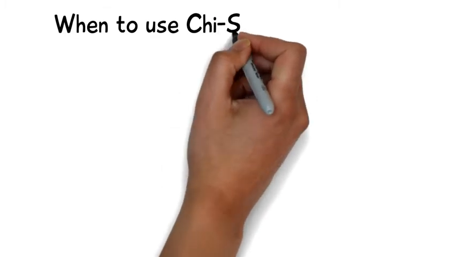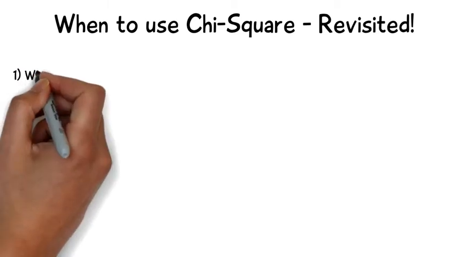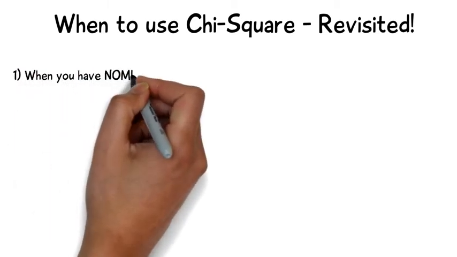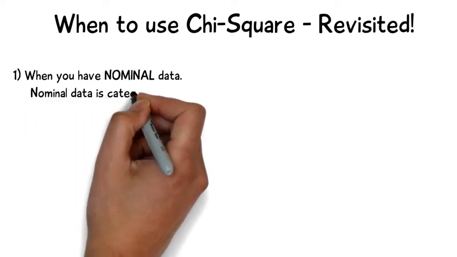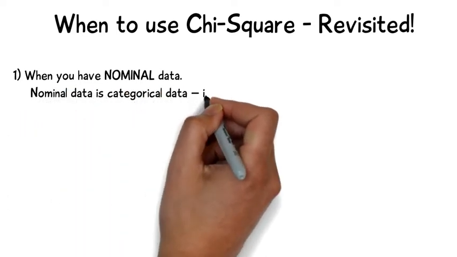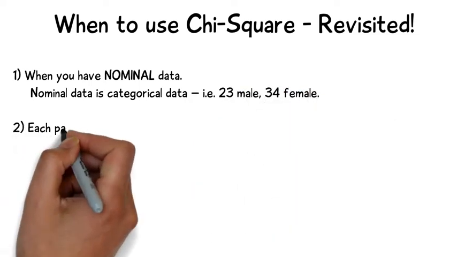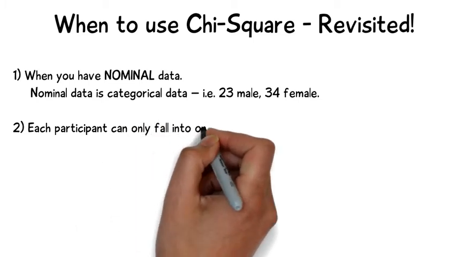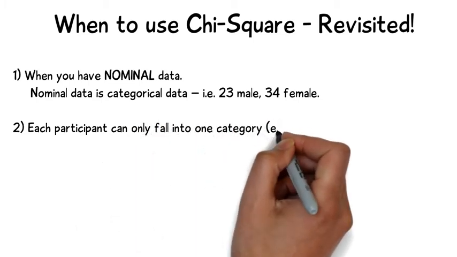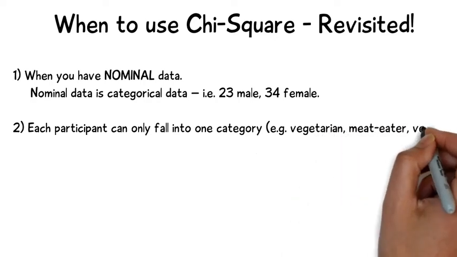Okay, I'm just going to review when to use Chi-Square. I know we've done this already, but people always struggle with this one, so I'm going to do it again. So number 1, when you have nominal level data. Nominal data is categorical data. So 23 male, 34 female. Each participant can only fall into one category. So vegetarian, meat eater, or vegan.